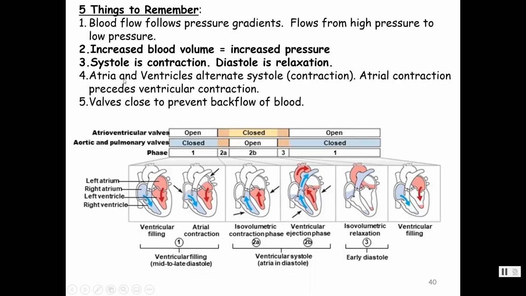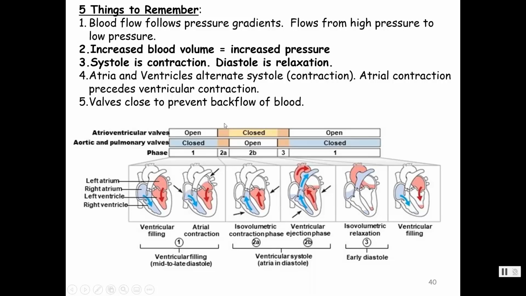The atria, those upper chambers, and the ventricles, the lower chambers, are going to alternate systole. They're never going to contract at the same time, because think about it, if top chambers contract and bottom chambers contract, they're working against each other, so that doesn't make any sense. Atrial contraction is going to be before ventricular contraction. And of course, valves are going to close to prevent the backflow of blood.